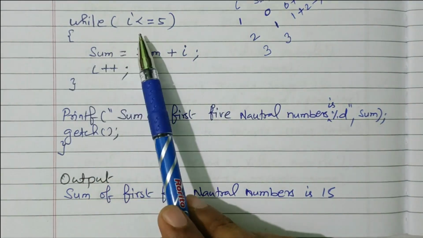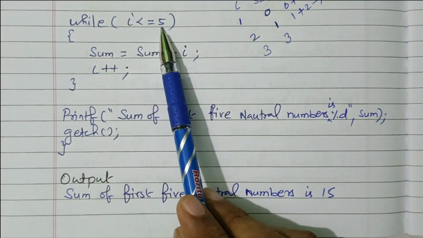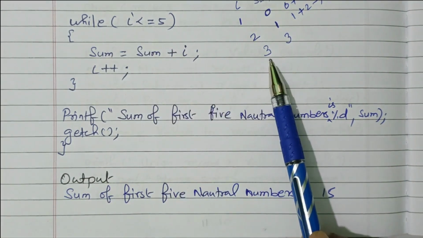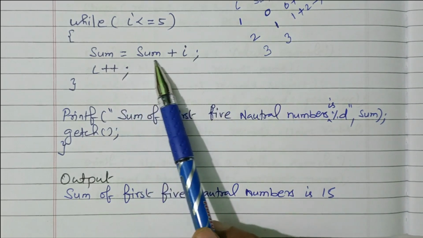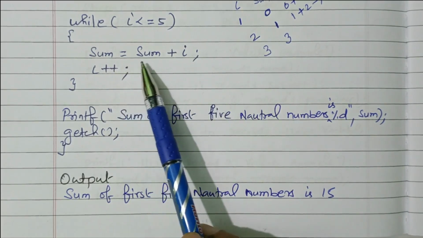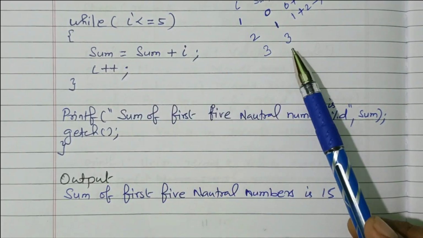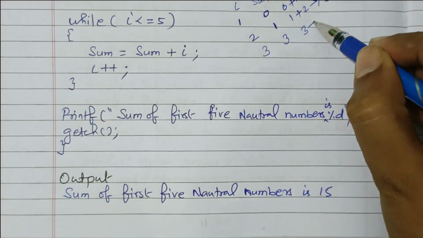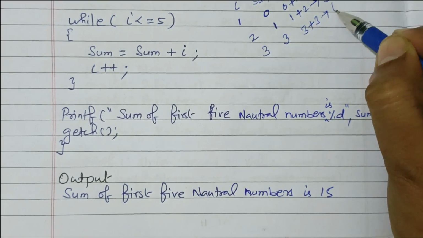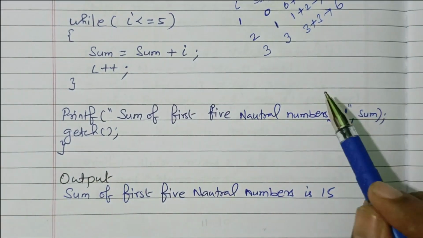After that, again it will check the condition. I less than or equal to 5 is correct, because I value is only 3, which is less than or equal to 5. So again it will execute the statement, sum equal to sum plus I. What is the sum value? 3, and I value is also 3, so 3 plus 3 becomes 6, right? Now the value is 6.